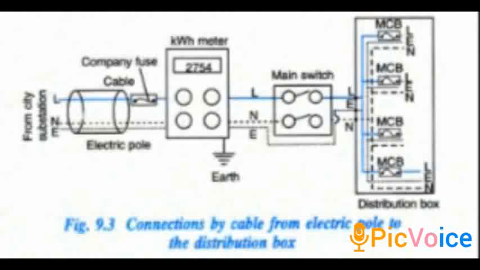Now let us look at the neutral wire and the earthing wire. As you see, they are not entering the company fuse at all. They are directly going to the kWh meter, and this kWh meter is earthed. The outer covering is earthed. Then you see that the neutral wire, after coming out of the kWh meter, is going to the main switch, but the earthing wire is not entering the main switch.